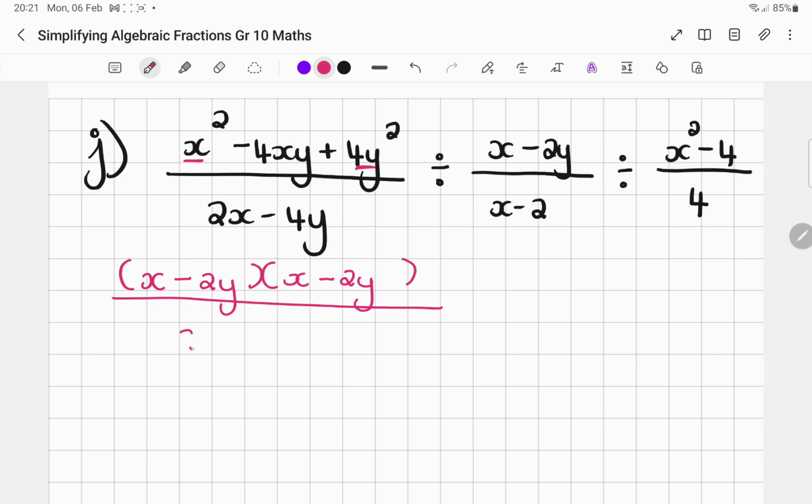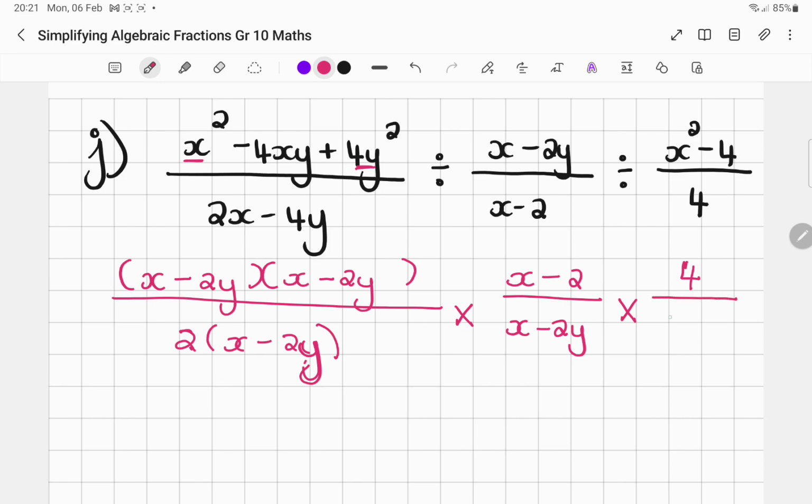Over, I can take out a 2, and what is left? X minus 2y. Okay, times and tip. So the top is going to get the x minus 2, and the bottom is going to get the x minus 2y. And again, I'm going to times and tip. Sorry, that doesn't look so nice. The 4 goes on top, and at the bottom is a difference of two perfect squares, x plus 2 and x minus 2. Sorry, I'm just writing it like that now, just to save space.